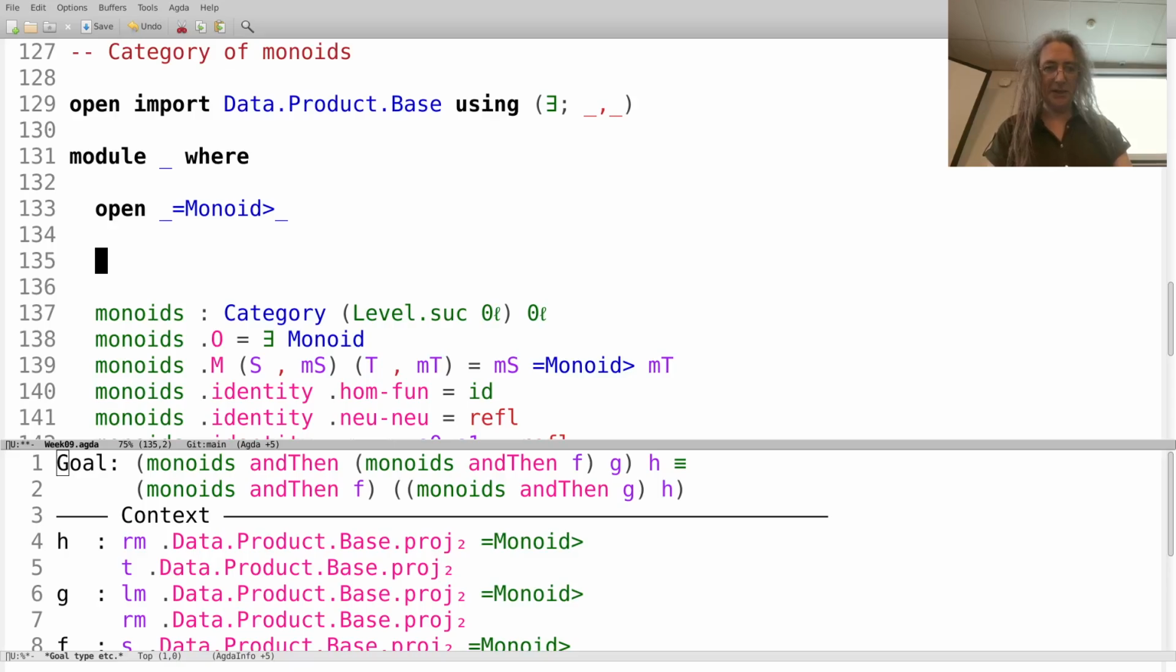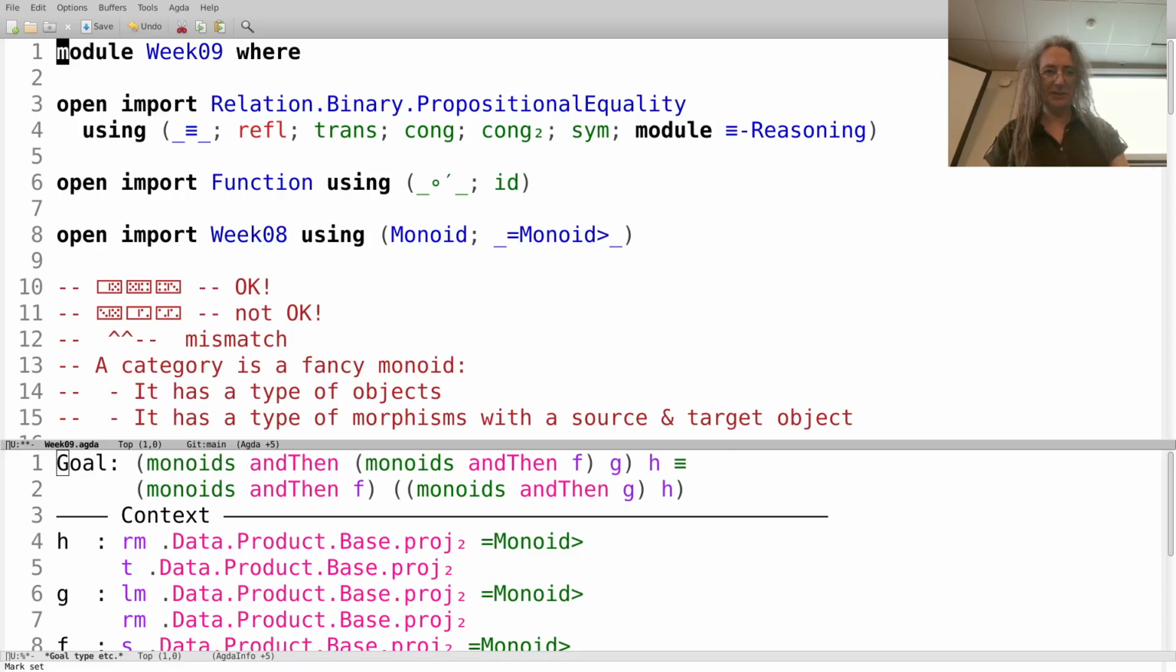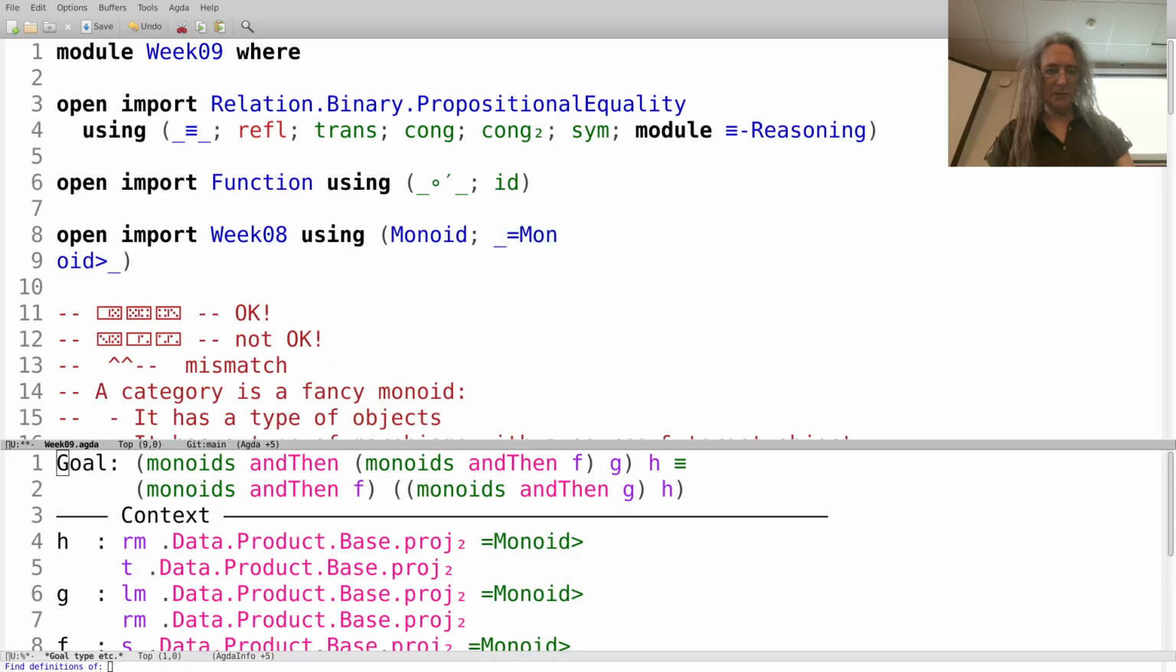Right, so what do I want? I actually want to go and do that in the other file, don't I? Where we've imported. Oh, well, if you go onto the monoid arrow thing and you do alt full stop, it will jump to the definition side.